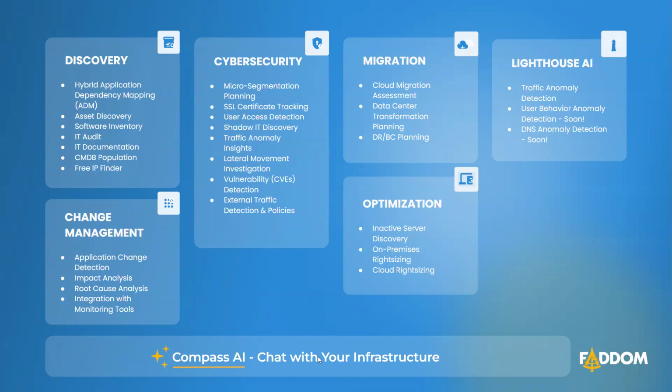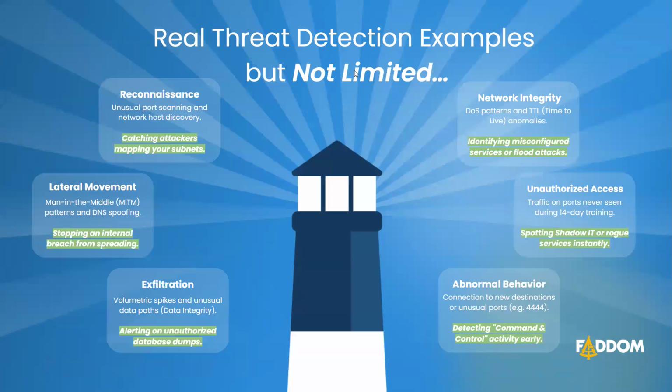One is Compass AI, which we'll do a deep dive on in the demo, the new enhancements there. It's like AI chat for your environment. And then all of this also feeds into Lighthouse AI for traffic anomaly detection, kind of the eye in the sky or watchdog in your environment, alerting to things before they become a problem.